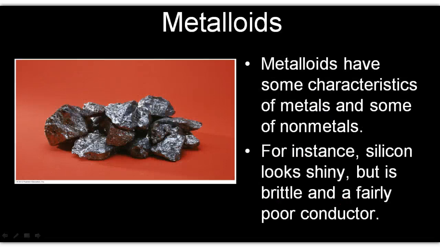Metalloids are those ones kind of on that zigzag line. There's typically 7 that are listed, and they're kind of in that no man's land area. They have some metallic characteristics, and they have some non-metal characteristics. And they kind of vary depending on which element you're talking about.